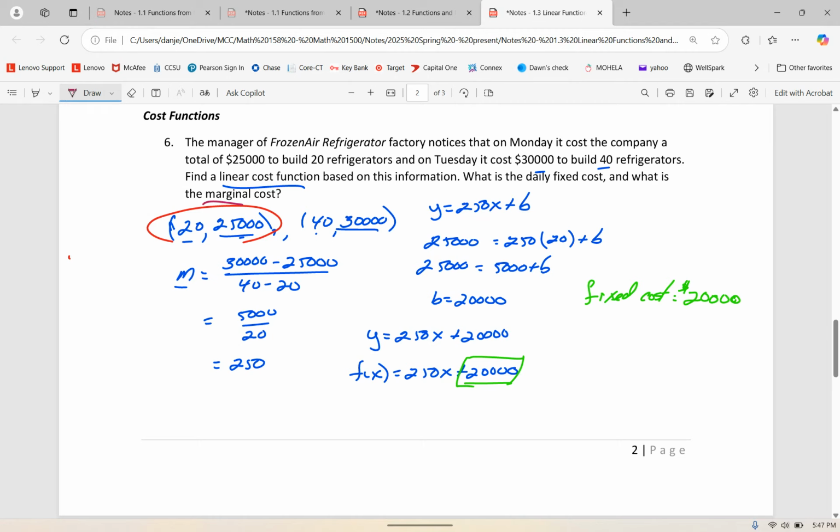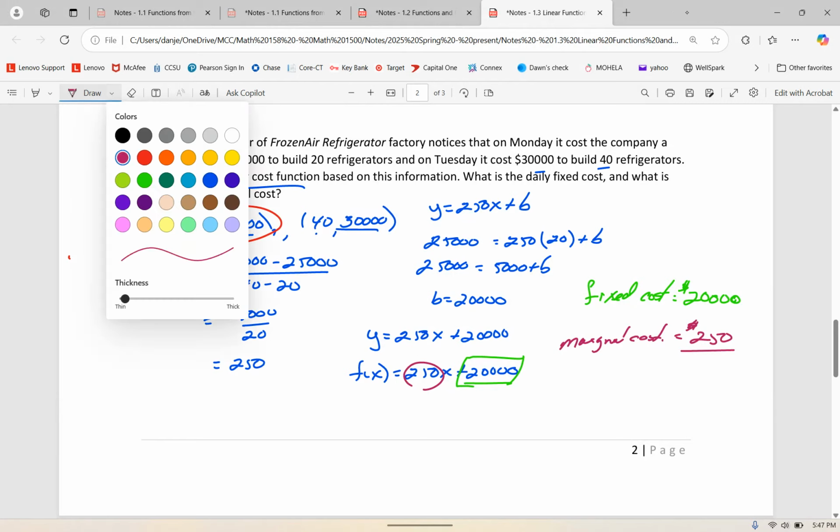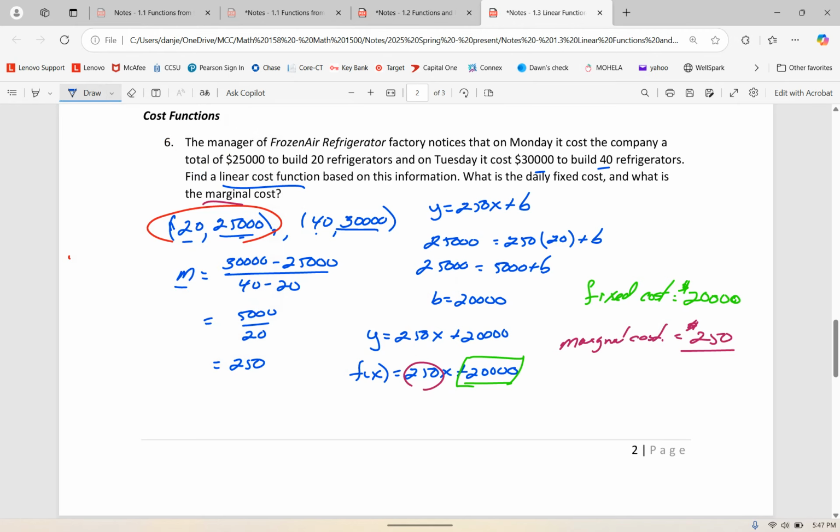My marginal cost is the cost per refrigerator. That's the $250. My marginal cost is $250. It costs $250 for each additional refrigerator that I make. Okay, so there's our fixed and marginal cost in an application.